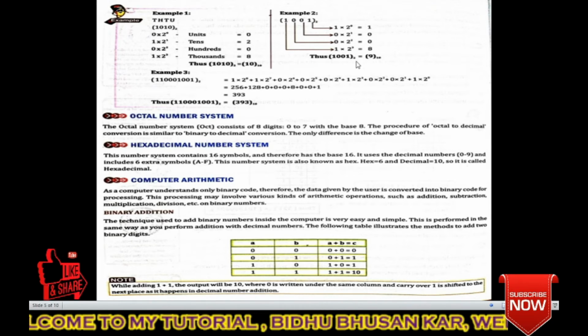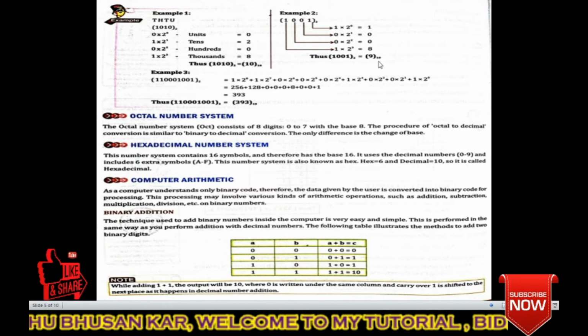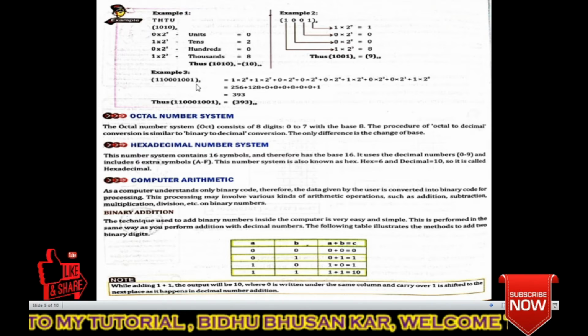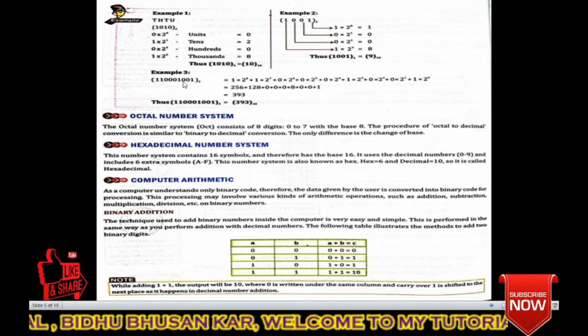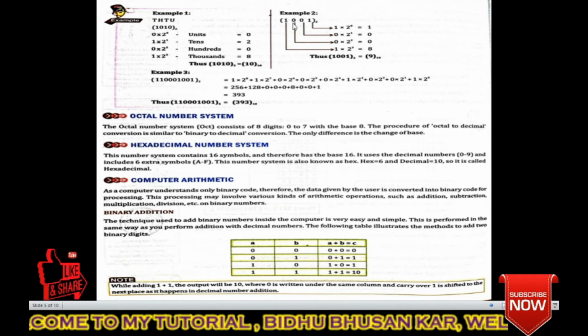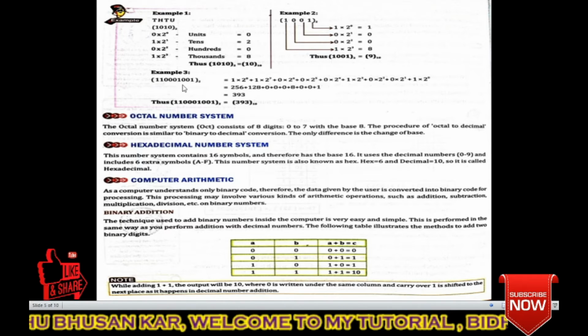So what will be the answer? 9 base 10. You will convert this into this. Okay, now for the biggest number. Now for the biggest number means from it will be larger from this number to this. Okay, how will we calculate this?